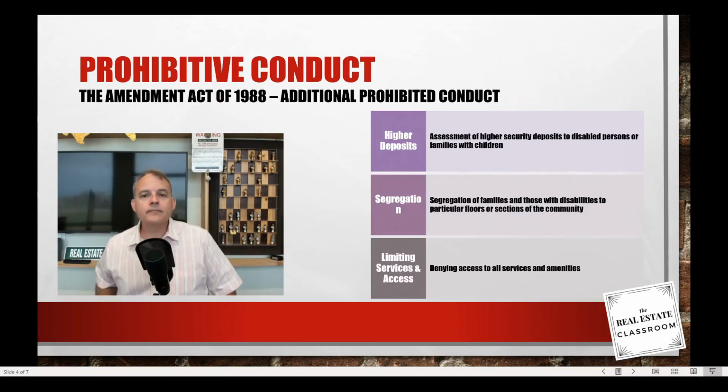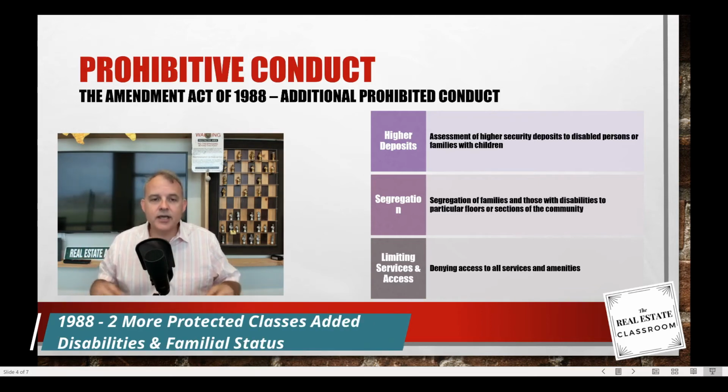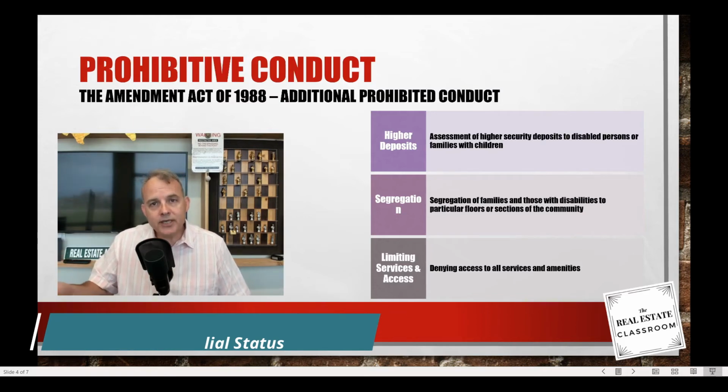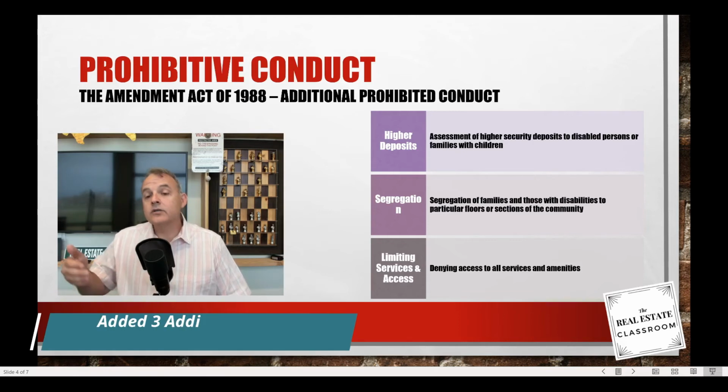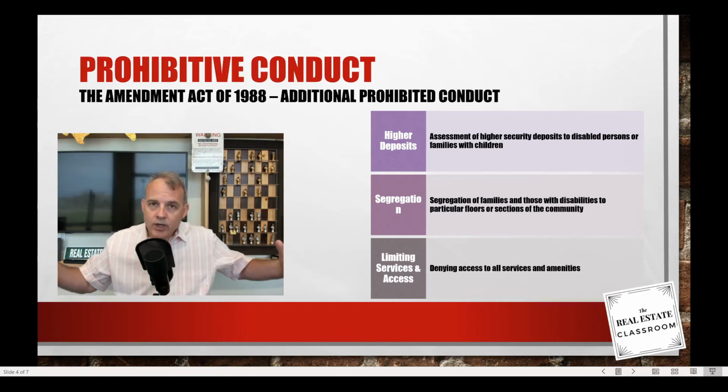All right, that was 1968's law. In 1988, the Reagan administration updated the Fair Housing Act of 1968. They call it the Amendment Act of 1988. And it added not only some additional protected classes, but also some additional, this is important, additional prohibitive conduct, and it joined all the prohibitive conduct together based on all 7 protected classes.